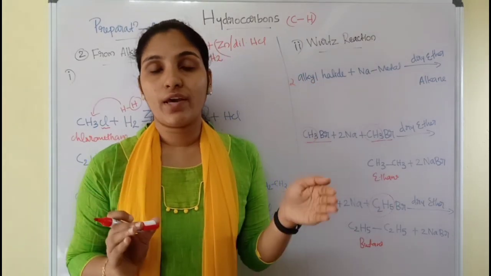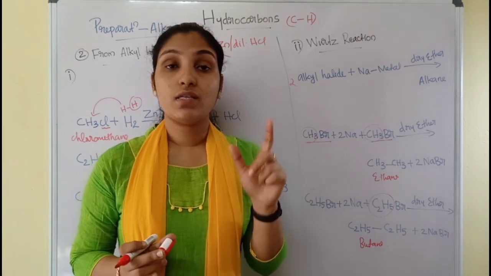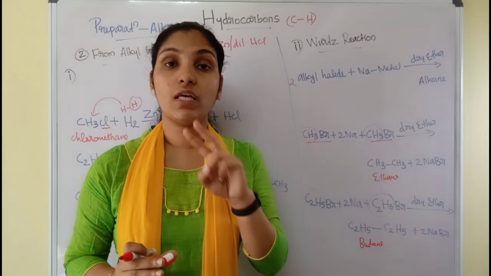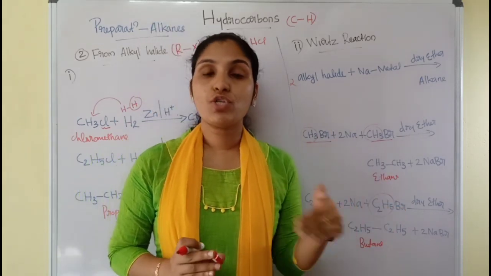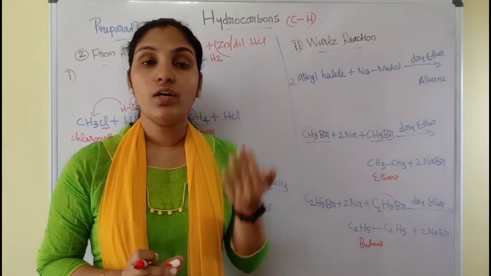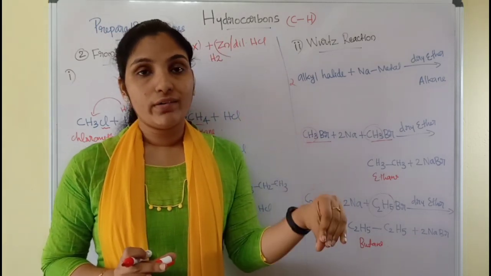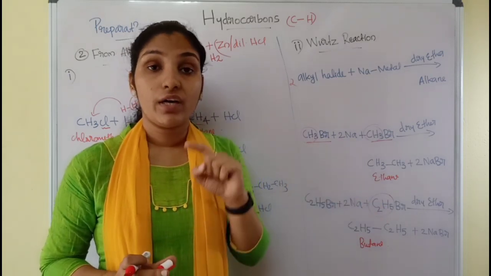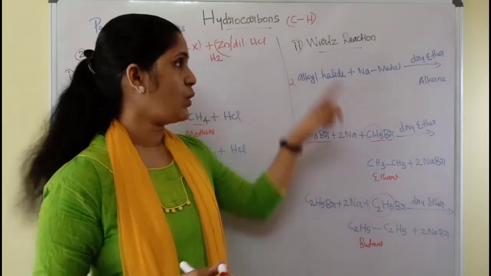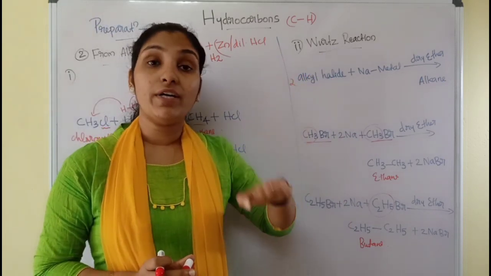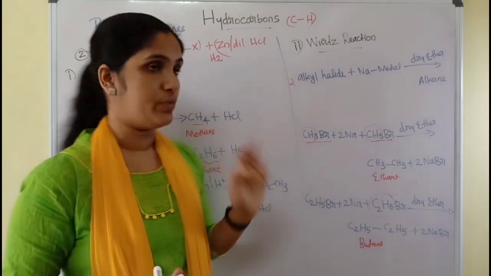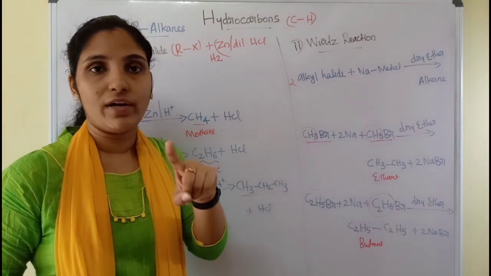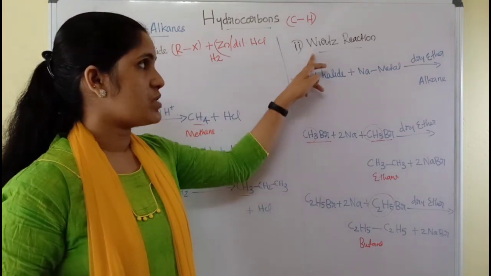Using Woods reaction we can prepare only symmetrical alkanes, or the alkanes which contain even number of carbon atoms. Alkanes with odd number of carbon atoms cannot be prepared by using this Woods reaction. That is the limitation of Woods reaction. That is very important, please note down. So methane cannot be prepared by this method, because methane contains only 1 carbon.